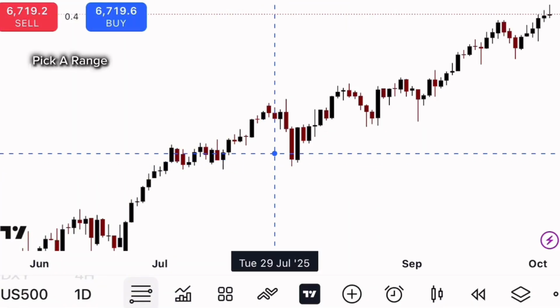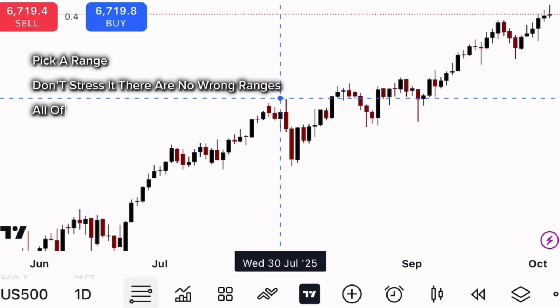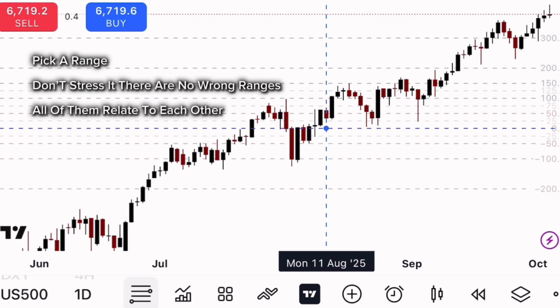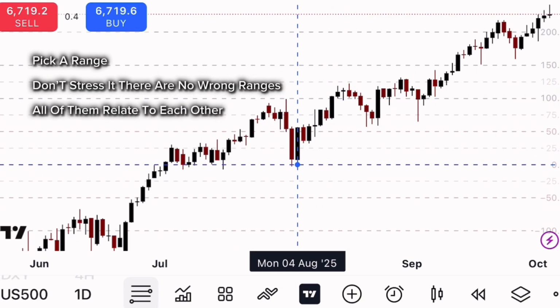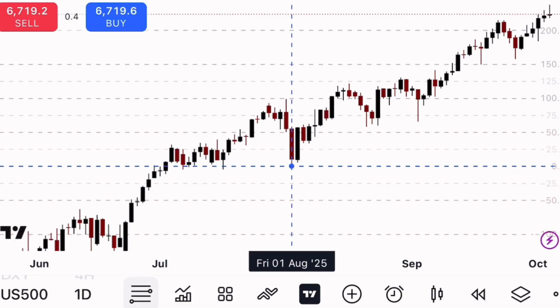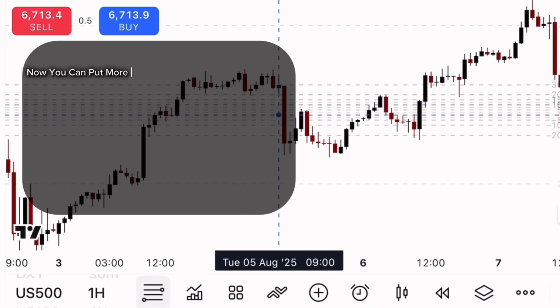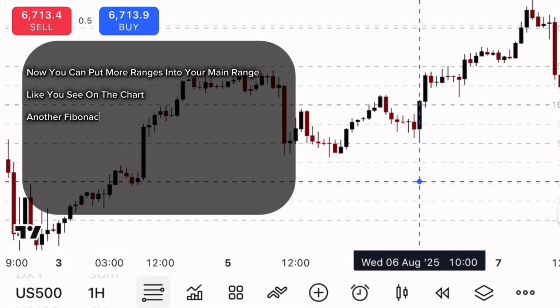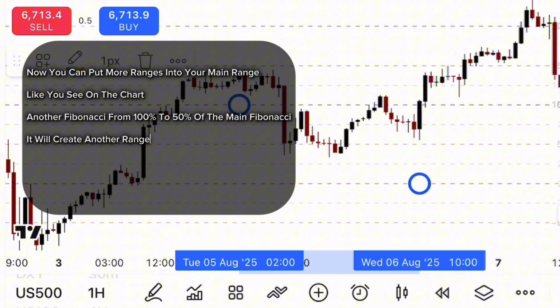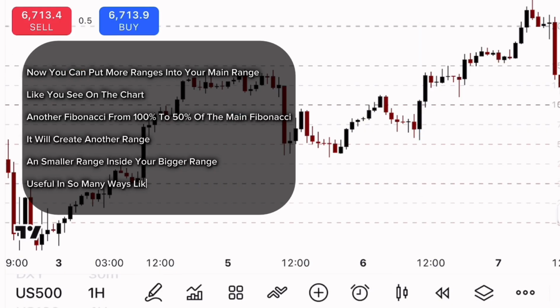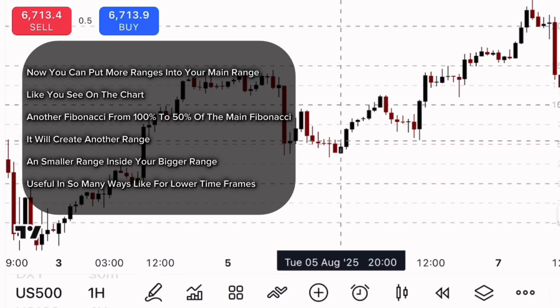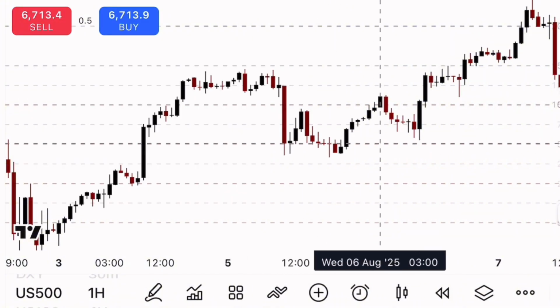Now, pick a range that you are trading in, like from this high to this low. Don't overthink it because there are no wrong ranges, all of them relate to each other. Just pick the bigger one. Now you can put even more ranges into your range like this to get smaller ranges. And the same premium discount rule applies everywhere. You can see how it just lines up.